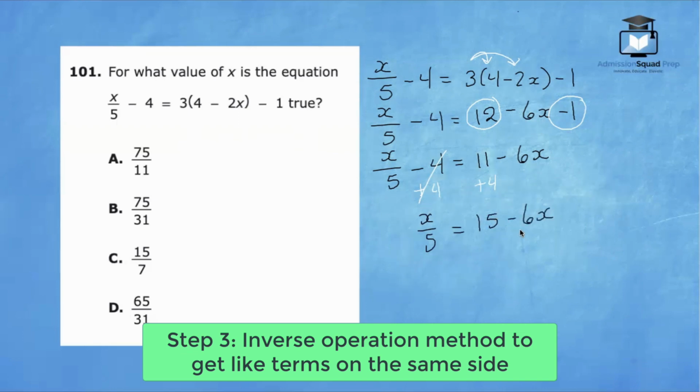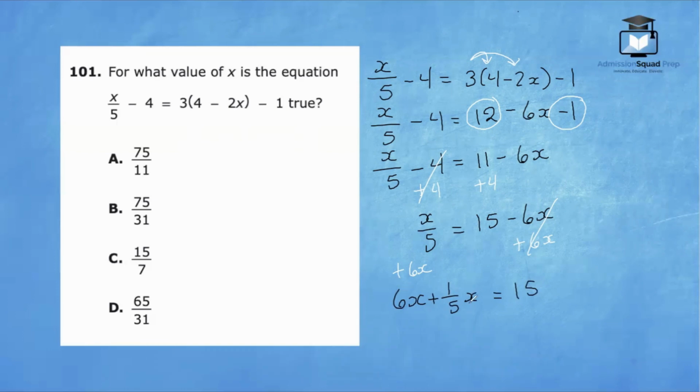The next step is to move minus 6x over to the left. So we will add 6x to both sides. Our new equation is 6x plus 1/5 x equals 15. In order to combine the like terms here on the left, it's easier to rewrite 6 as a fraction with the same denominator. So we have 30 over 5x plus 1 over 5x equals 15.